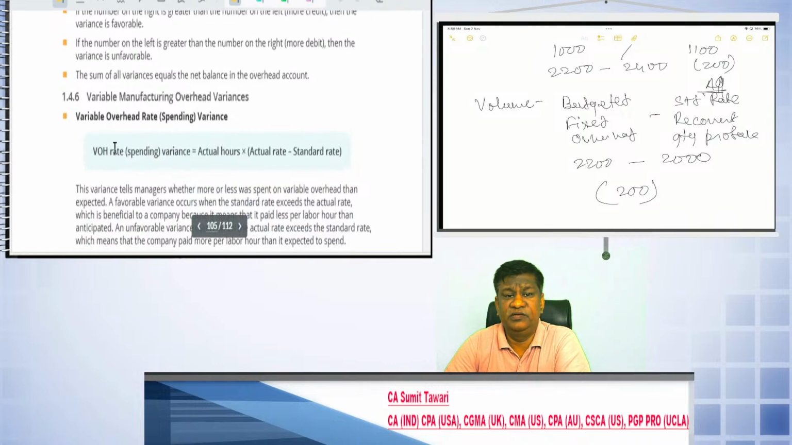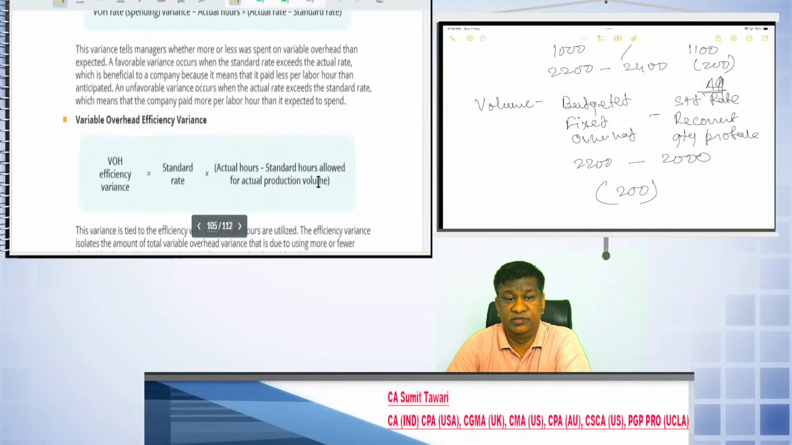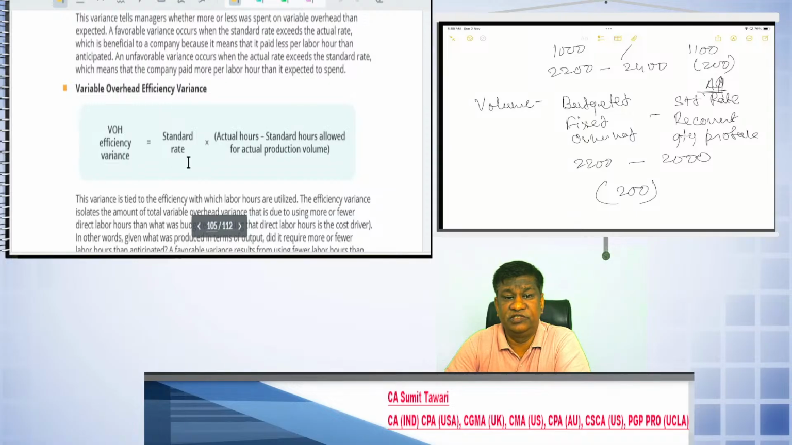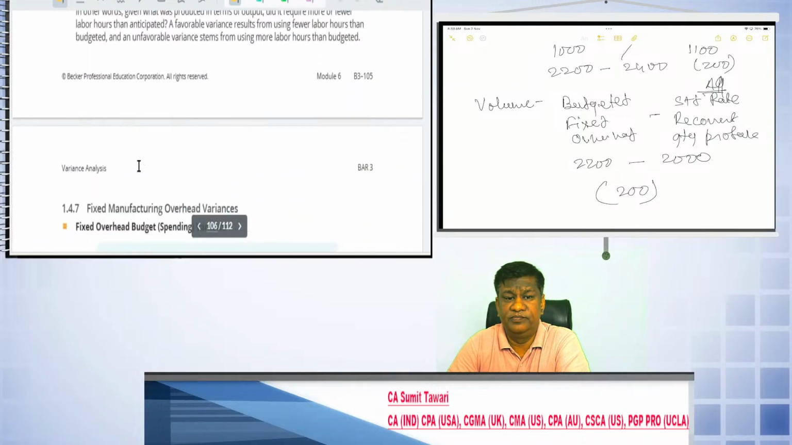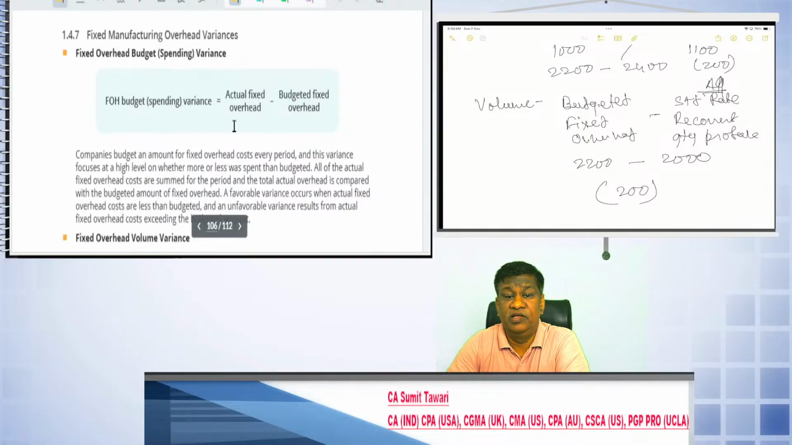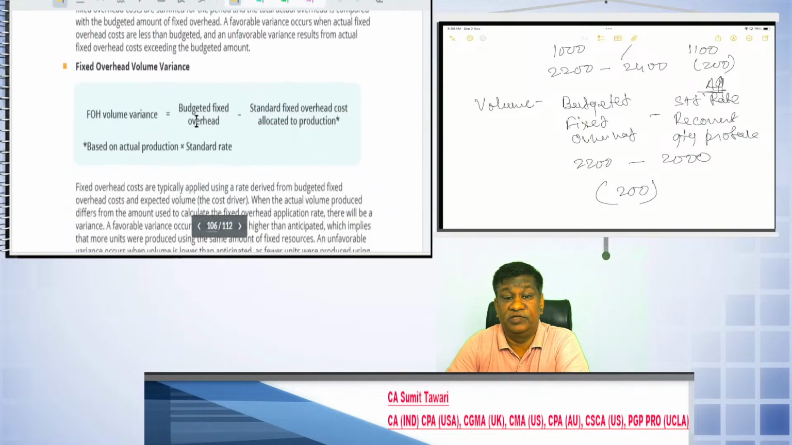They gave the variable overhead spending: actual hour multiplied by actual rate minus standard rate, and variable overhead efficiency: standard rate multiplied by actual hour minus standard hour allowed for the actual production volume. So that is basically the variable overhead. And the fixed overhead: actual fixed overhead minus budgeted fixed overhead. So these are basically the actual numbers, and for volume again, budgeted fixed overhead minus standard fixed overhead cost allocated to the actual production.